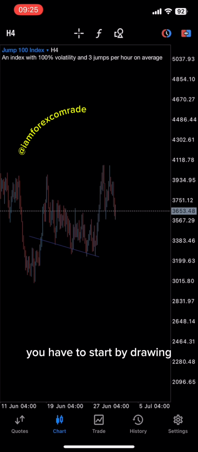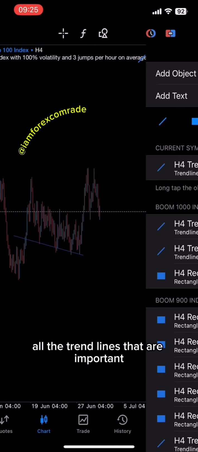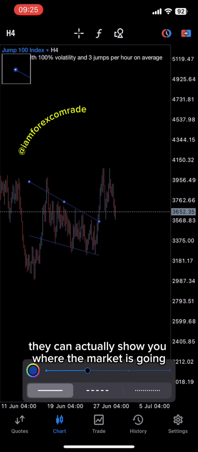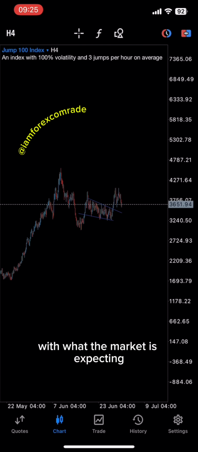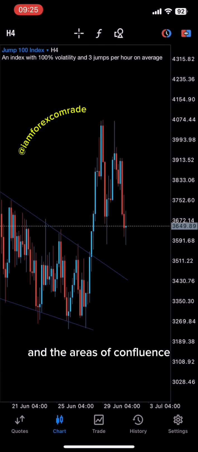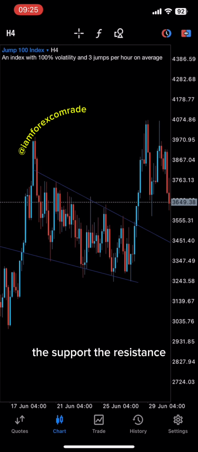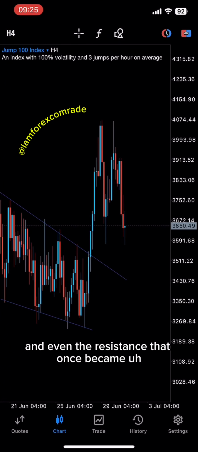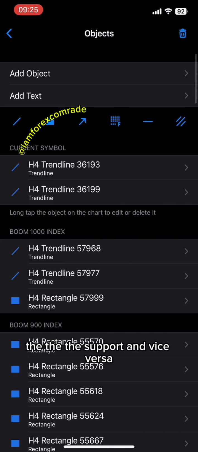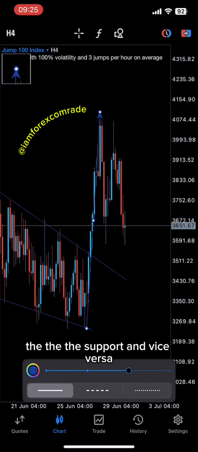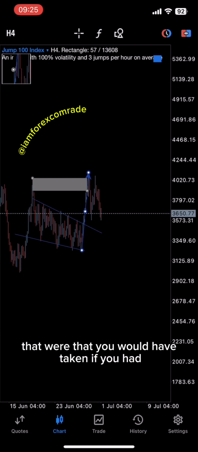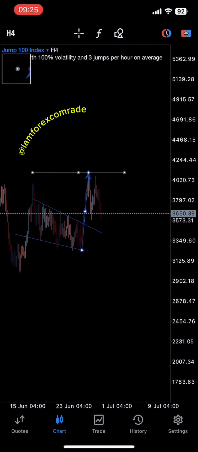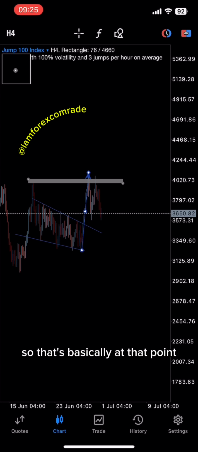You have to start by drawing all the trend lines that are important. They can actually show you where the market is going, what the market is respecting, and the areas of confluence: the support, the resistance, and even the resistance that once became the support, and vice versa. So that's basically it. And then you can actually see the previous trades that you would have taken if you had caught the market at that point.